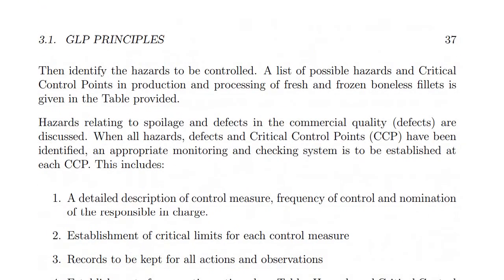After that, identify the hazards to be controlled. A list of possible hazards and critical control points in the production and processing of fresh and frozen boneless fillets is given in the table below. In the table, one type of hazard uses more critical control points. Hazards relating to spoilage and defects in commercial quality are discussed.